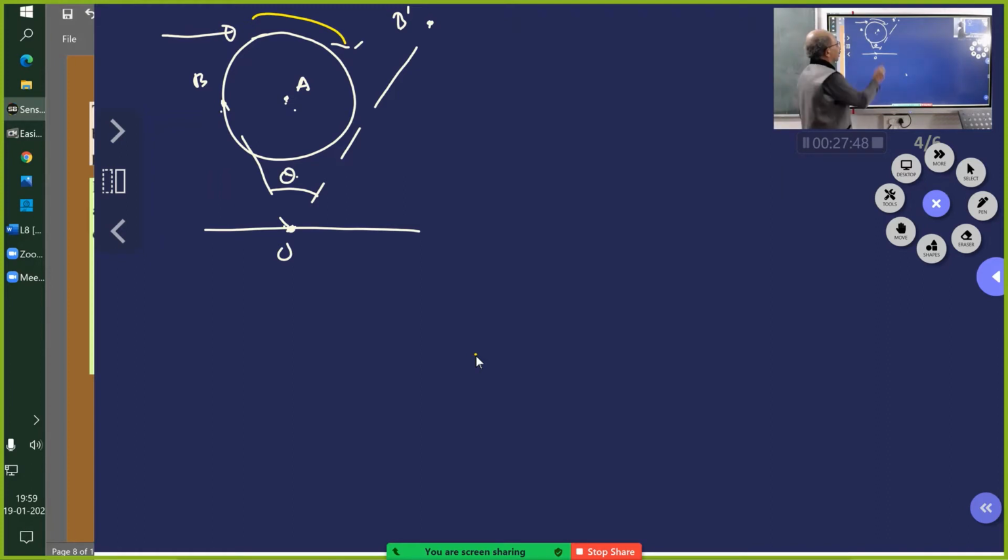Stop doing that. So now I said B is going from B to B dash. Now, A can go anywhere. A dash can be here or A dash can be here also. Isn't it?